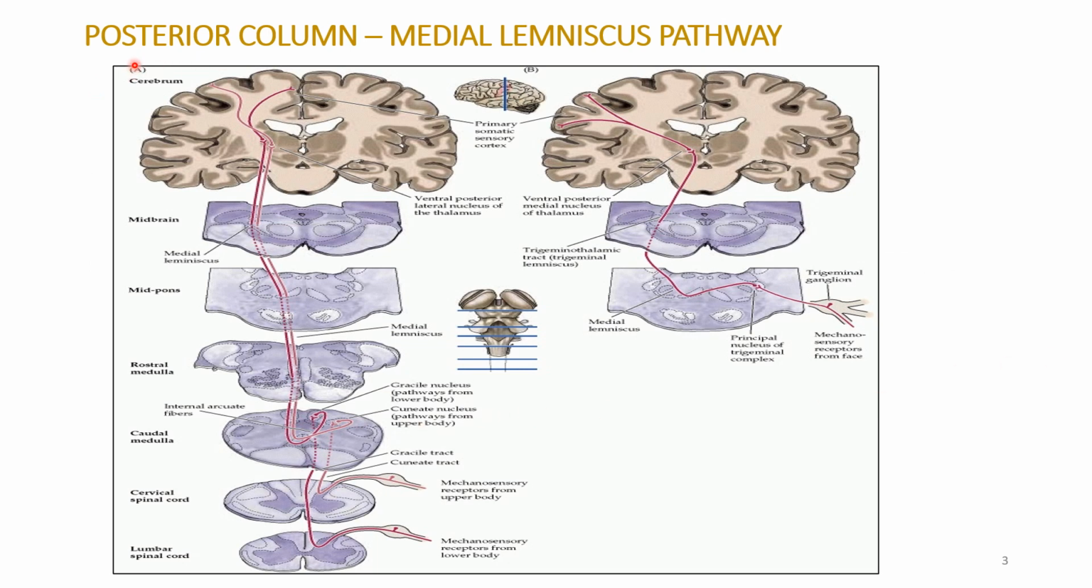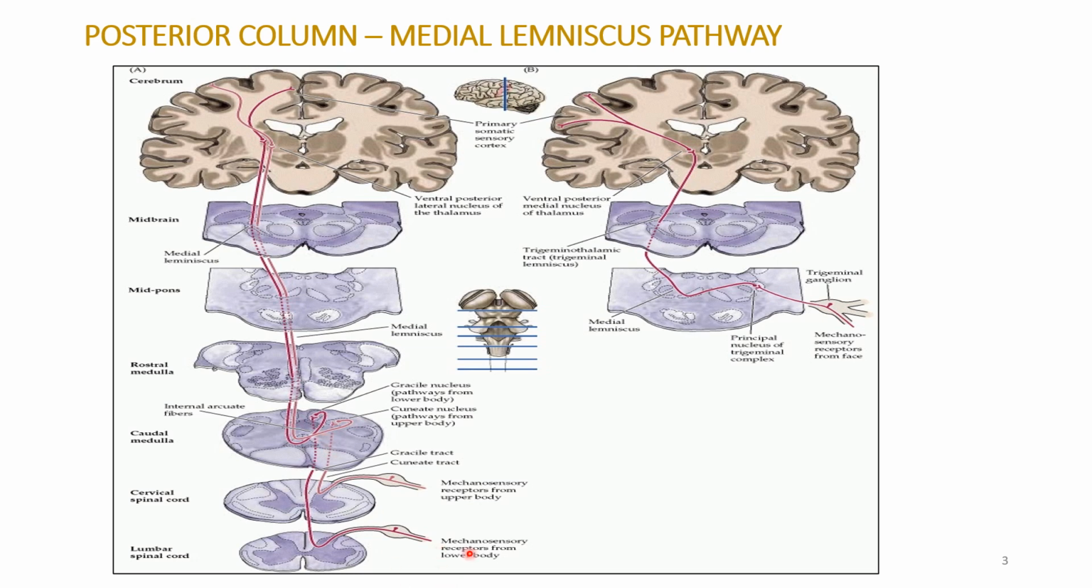So first one, posterior column medial lemniscus pathway. So here you can see from the mechanosensory receptors which are arising from the lower parts of the body, these fibers will travel through dorsal root ganglion and they will come to the spinal cord. Then they will ascend up and they will form gracile tract. And from the mechanosensory receptors from the upper part of the body, they will form cuneate tract. And these tracts will end in the caudal part of the medulla.